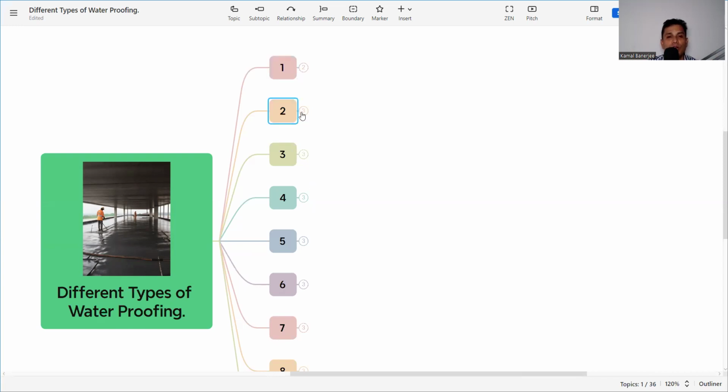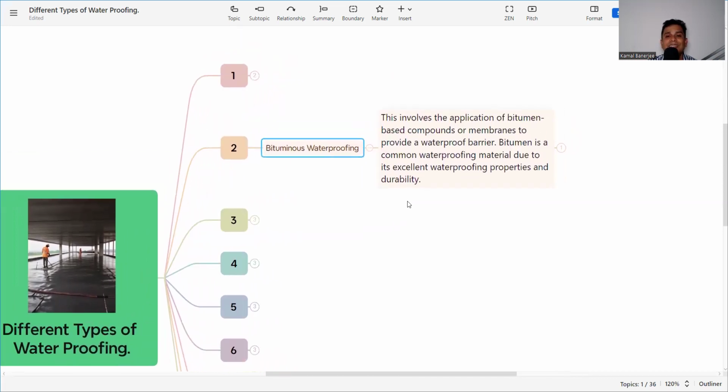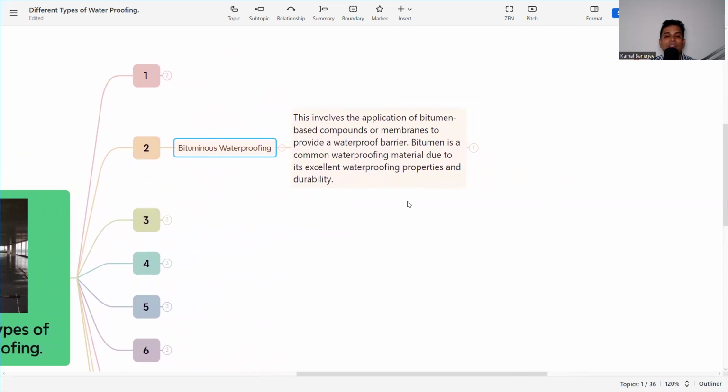One of the most common waterproofing types is bituminous waterproofing. This involves the application of bitumen-based compounds or membrane to provide a waterproof barrier. Bitumen is a common waterproofing material due to its excellent waterproofing properties and durability. What are the waterproofing properties? Tensile strength in longitudinal and transverse directions, tear strength in longitudinal and transverse directions, softening point and water retaining point. These are commonly used to determine whether the waterproofing membrane is okay or not.